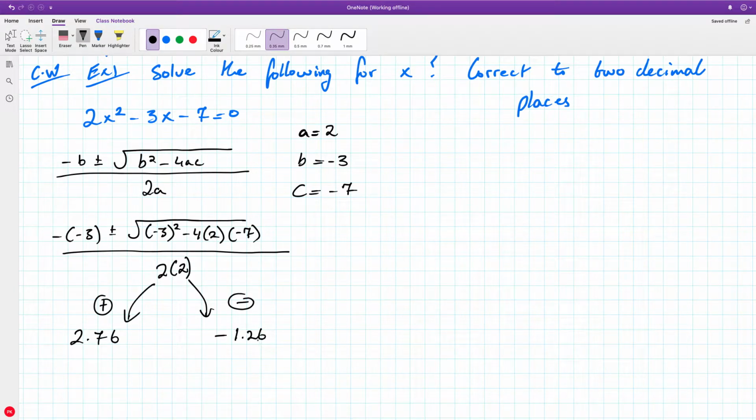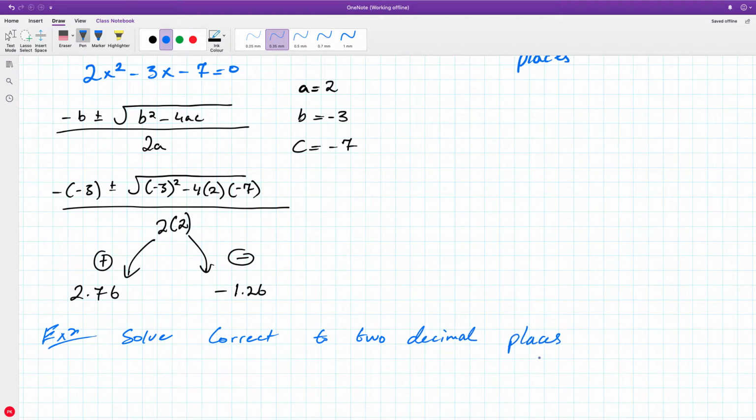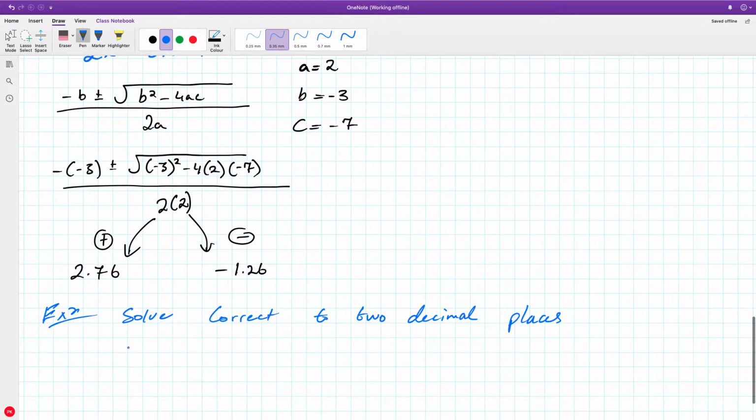Right, we're going to do one more of those. So have a go at this one. Same thing again. Solve, correct to two decimal places. 3x squared plus 5x minus 7 equals 0. Off you go.